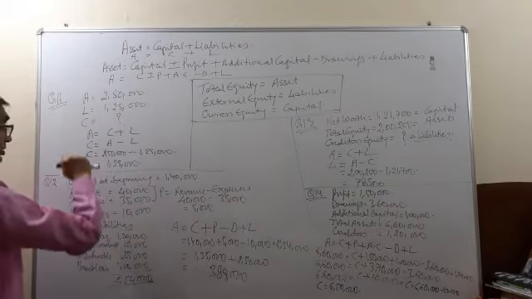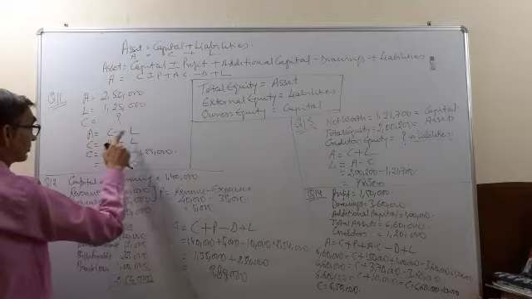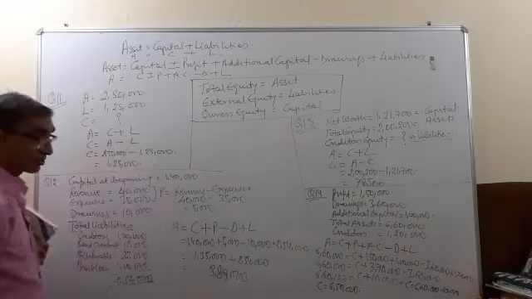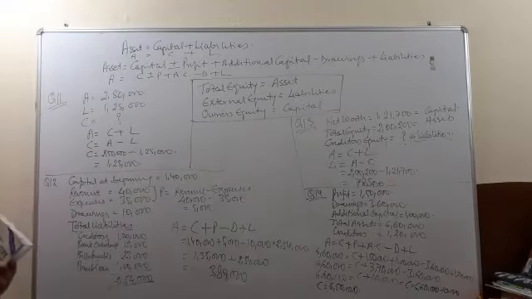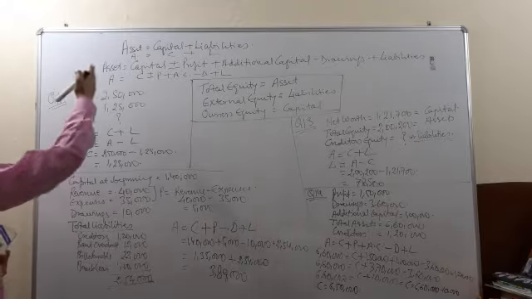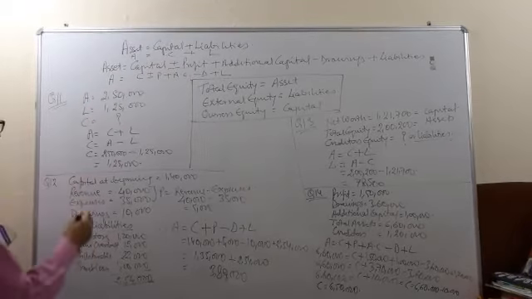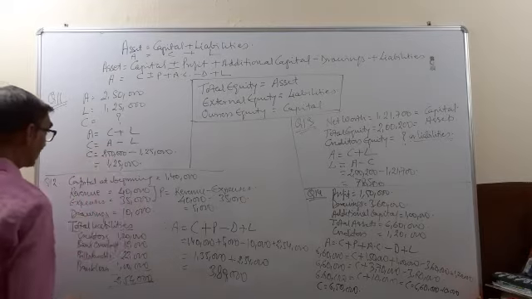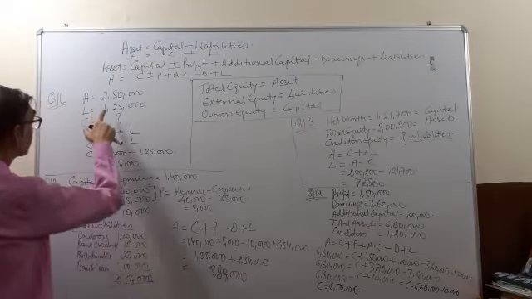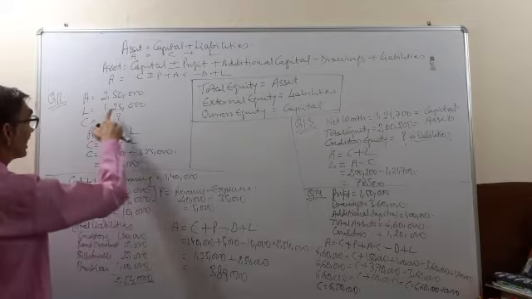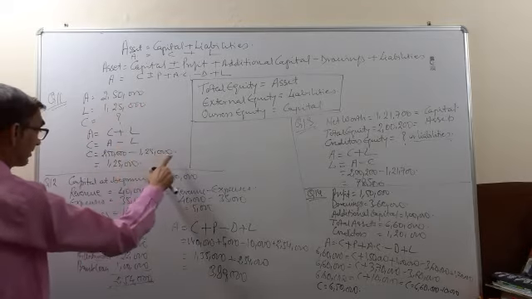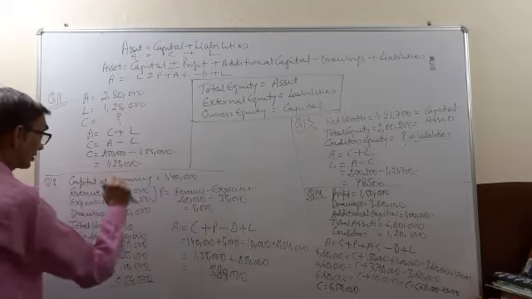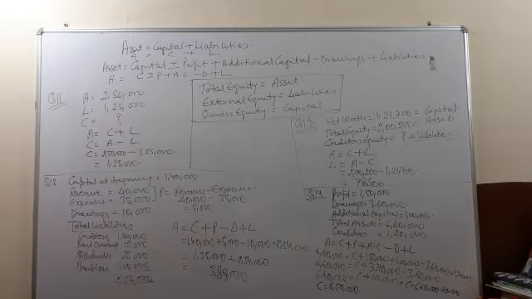Your accounting equation is asset is equal to capital plus liability. We will use this equation because only the main heads are given. So capital is equal to asset minus liability. So capital will be 2,50,000 is your assets and 1,25,000 are your liabilities. So total comes to 1,25,000. This is your capital.